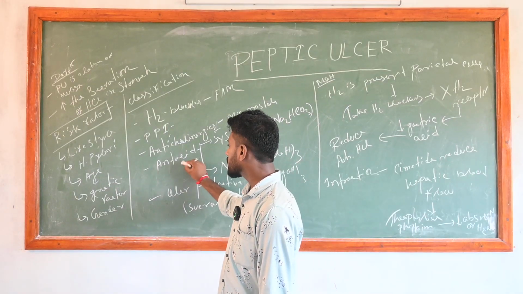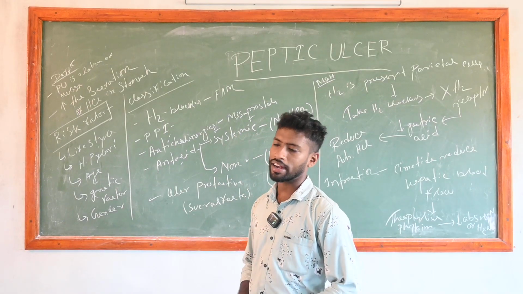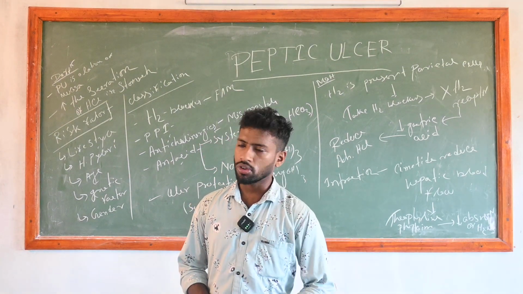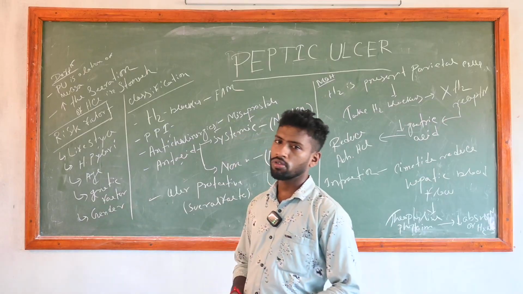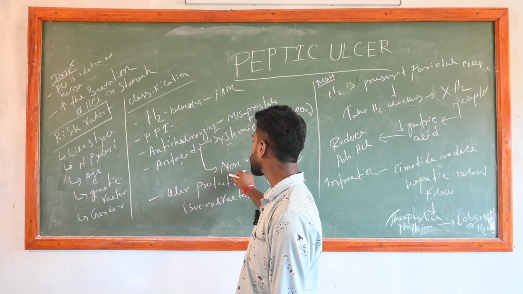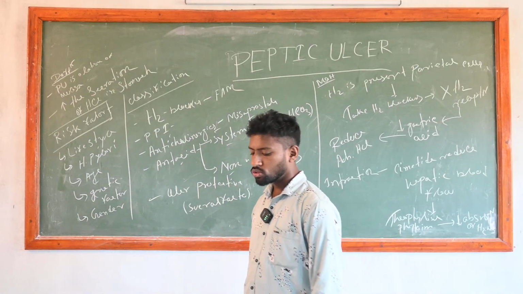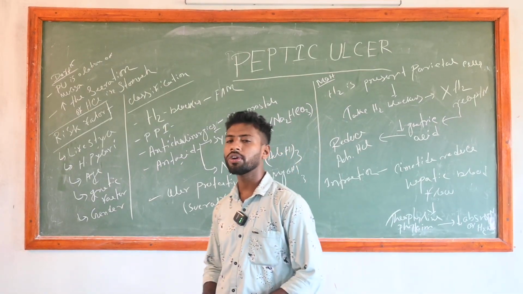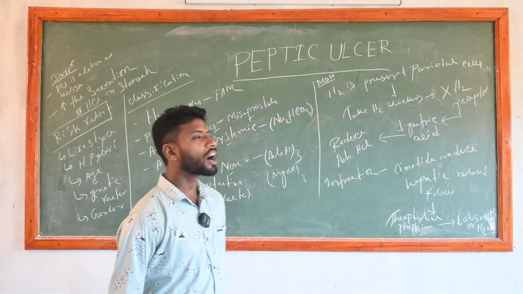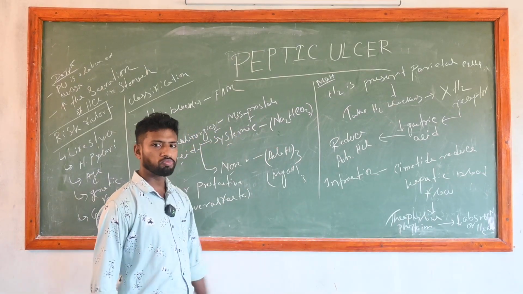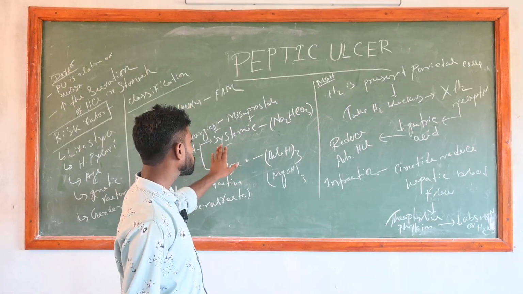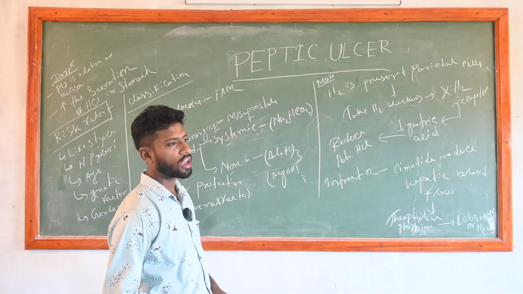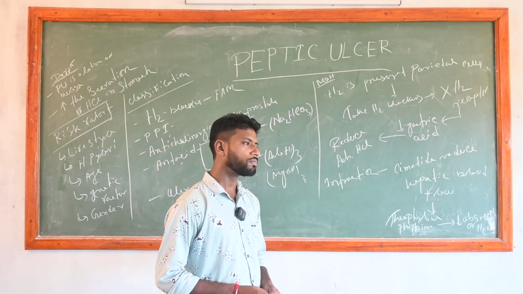Now the next classification is the antacids. What is an antacid? An antacid is used after ingestion of food, so that is called an antacid. Antacids are of two types: systemic and non-systemic. Systemic means sodium bicarbonate, NaHCO3, is the main example of a systemic antacid, and the non-systemic antacids are aluminum hydroxide and magnesium hydroxide.